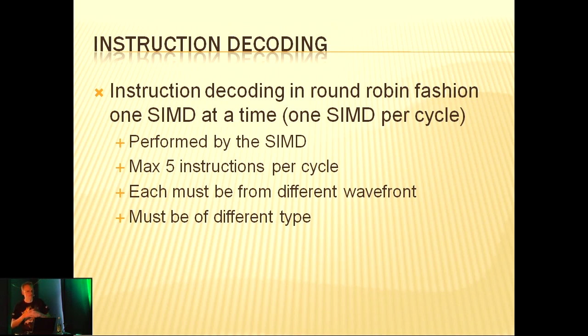Also, they have to be of different type. There are 7 different types, but a few are branch, scalar ALU, memory, or vector ALU, etc. But basically, if you have 10 wavefronts, per SIMD you're going to have some wavefront that you can execute instructions from.